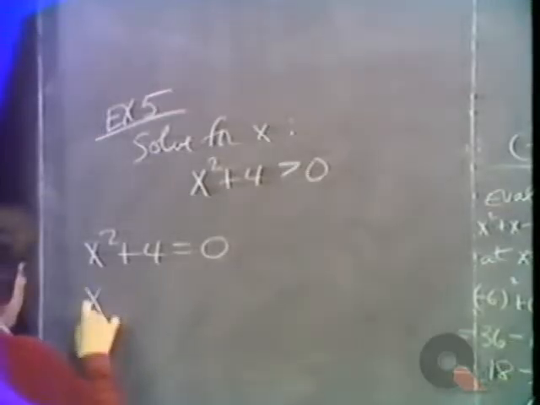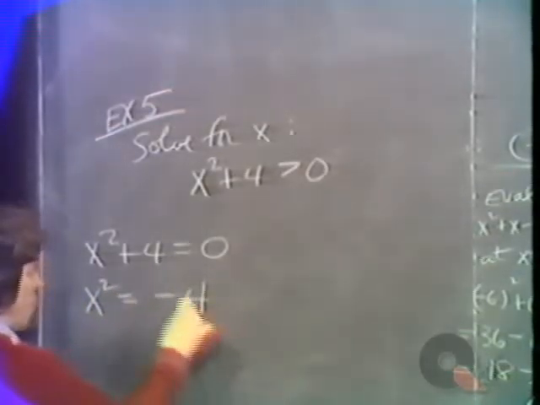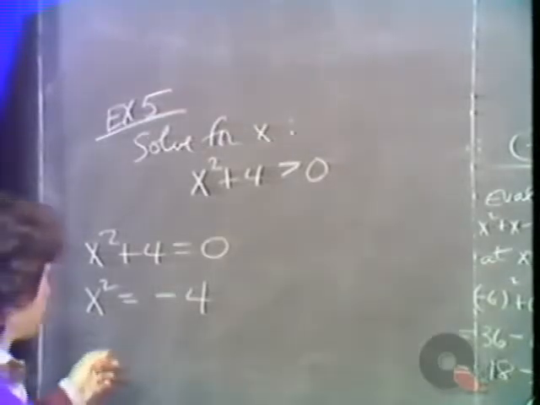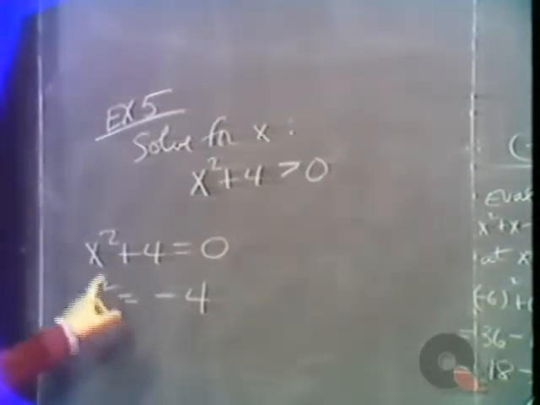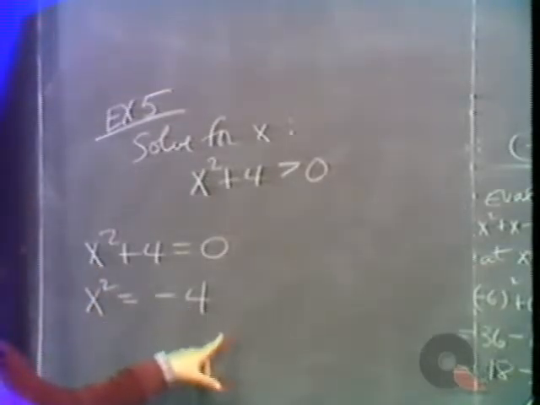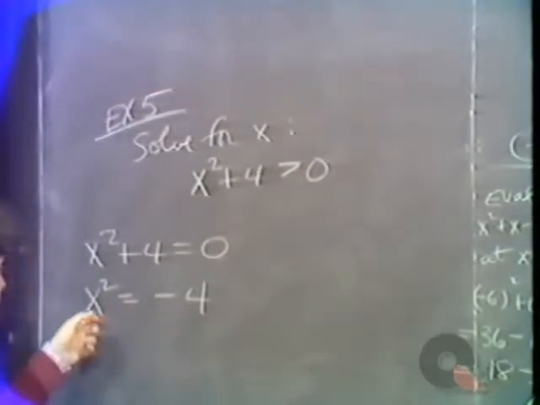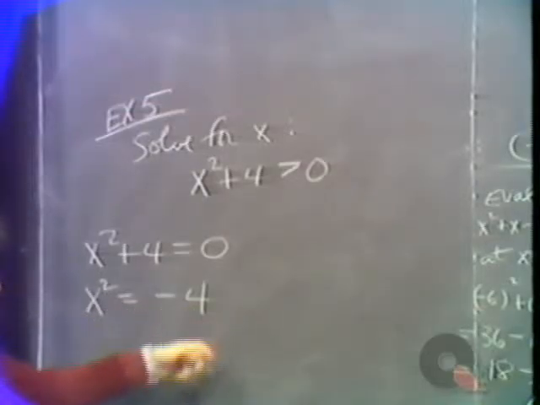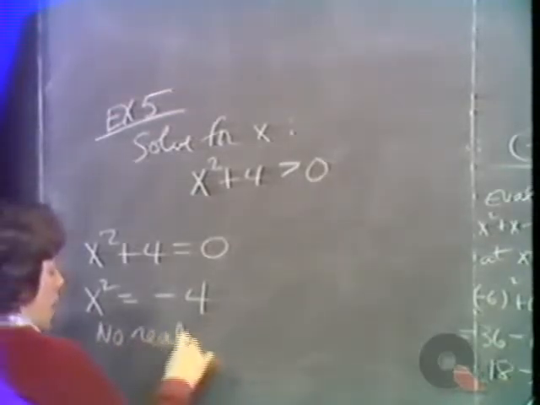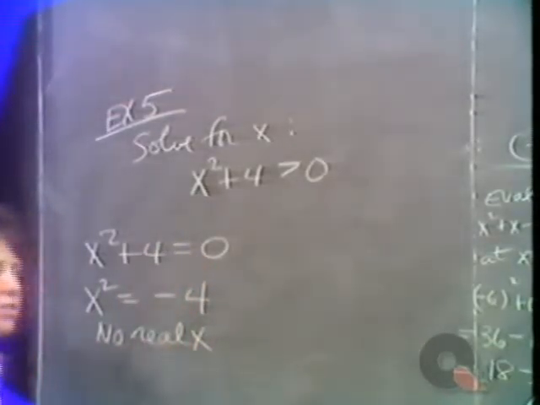When we start doing this, we get x squared equals minus 4, and now we want to take the square root of a negative number. And we run into trouble here. If we think about it, there is no value of x that, when squared, will come out to be negative 4. If x were 0, squared is 0. Positive or negative squared is going to come out positive. So there is no real x for which this is equal to 0.